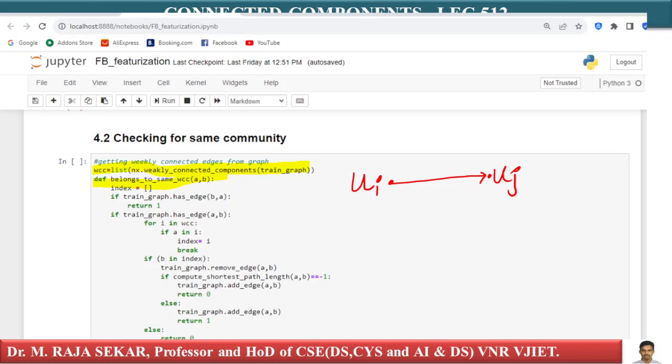Achieving that with NetworkX is simple. Just a single line of code. Given any two vertices A comma B, it will determine whether they belong to the same weakly connected component or not. This is going to be a binary feature, isn't it? This literally tells me, for two vertices A and B, whether they belong to the same community. Very useful and interesting feature. Very simple. You can just give two vertices and say whether they belong to the same weakly connected component or not.